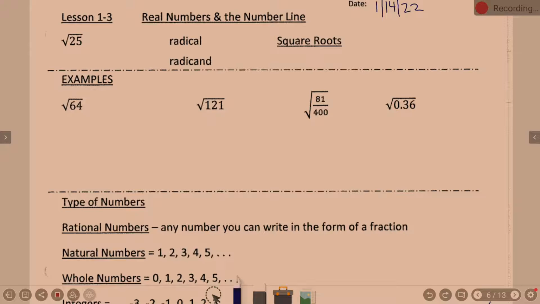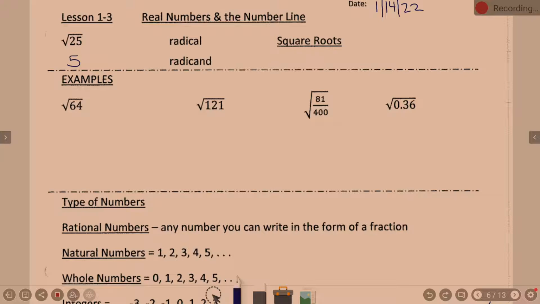Okay, we're going to start. Brief review from yesterday. We talked about square root of 25. We talked about what it means to be a square root. Square root means what number times itself. And we also talked about how to do this on the calculator. So square root of 25 was going to be 5, because 5 times 5 is 25.